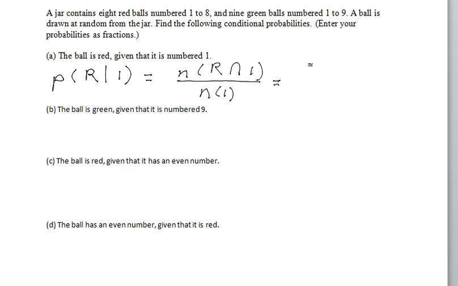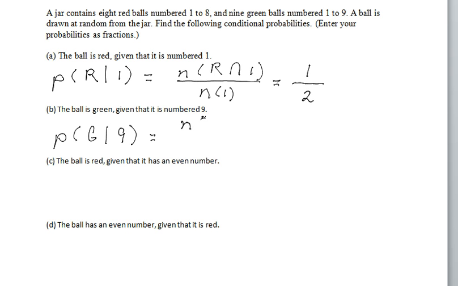Well, there's only one red ball that is numbered 1. There are 2 balls numbered 1. One is red and one is green. So the probability is 1/2. Part B, what is the probability that the ball is green given that it is numbered 9?